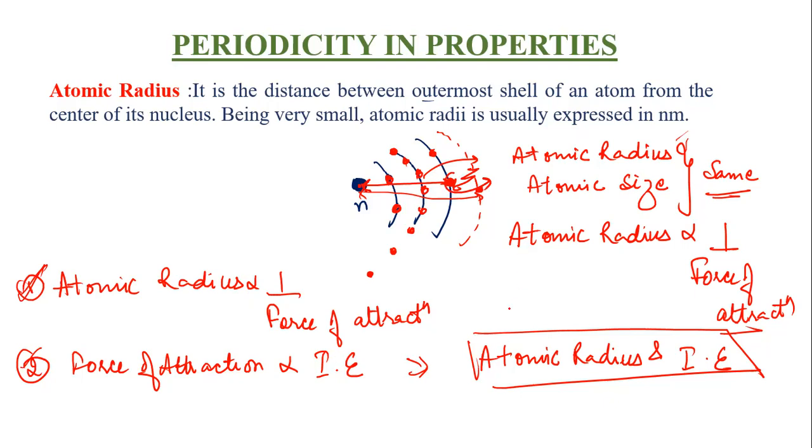Now tell me what will be the relation between atomic radius and ionization enthalpy, whether they are directly proportional or inversely proportional. They are inversely proportional. It means if the atomic radius is small, it is difficult to take out the electron.